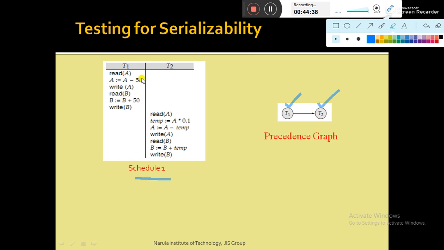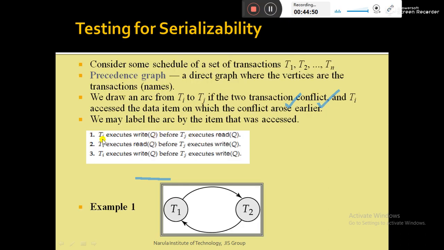Now here if you look at it, the read A operation is performed by T1 before the write A operation. If you go back to the previous slide: Ti executes write Q before Tj executes read Q, or Ti executes read Q before Tj executes write Q, or Ti executes write Q before Tj executes write Q. If any one of these three conditions is satisfied, then we can draw a line from Ti to Tj.